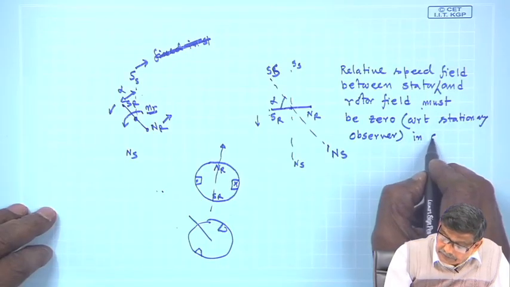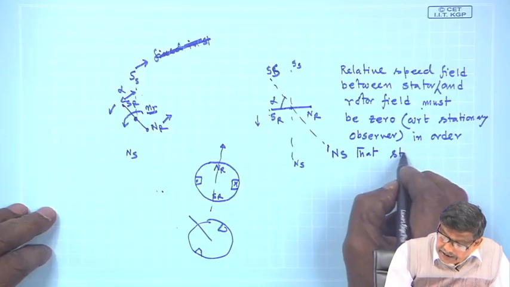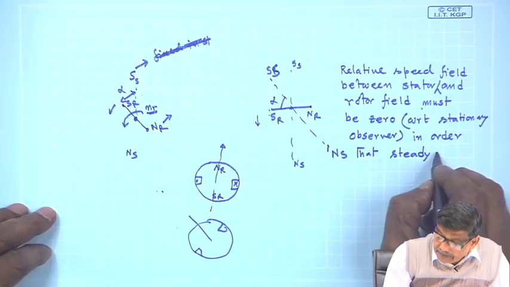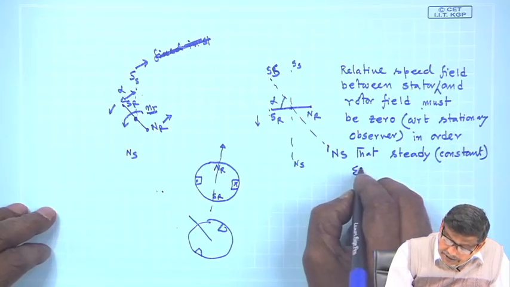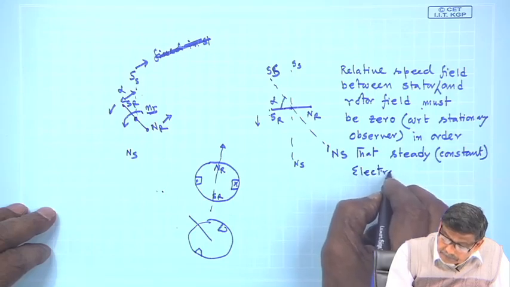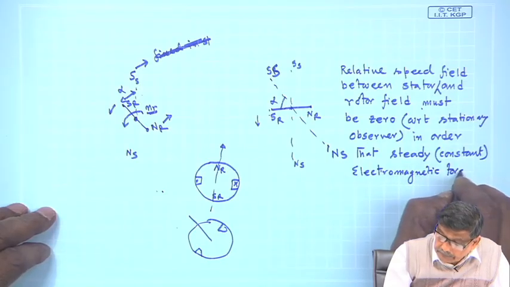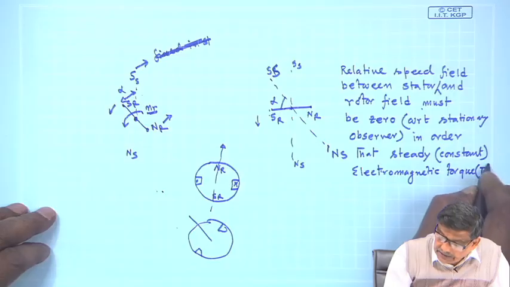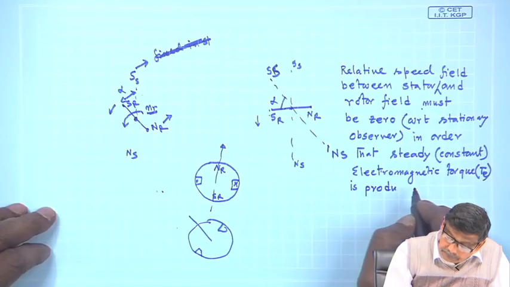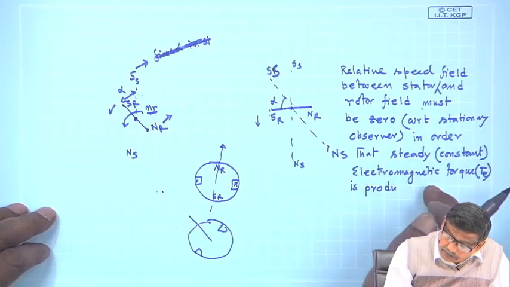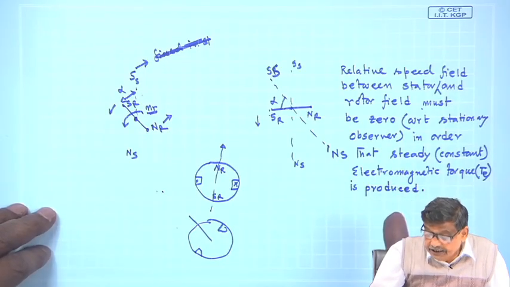In order that steady, which means constant, electromagnetic torque, which I am denoting by T, is produced. In order that steady electromagnetic torque T is produced. And why do you want to produce a constant electromagnetic torque?